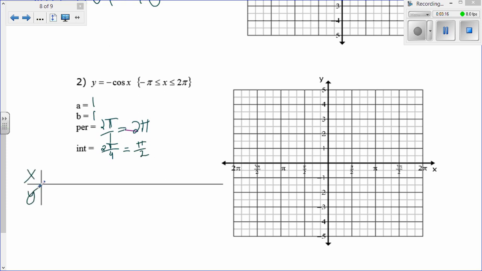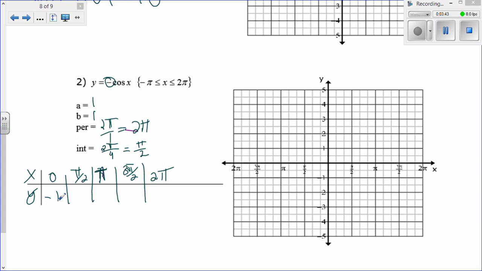x and y. Count by pi over 2's, the same as above: 0, pi over 2, pi, 3 pi over 2, and 2 pi. This is cosine. The cosine of 0 is 1 times the negative 1 that's out in front. I get negative 1.